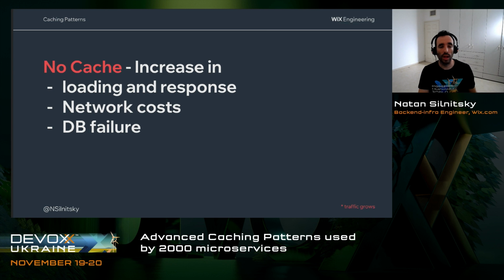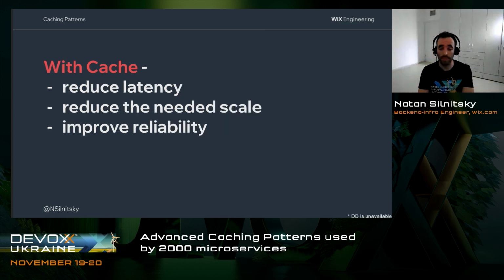So as your traffic grows and success happens for your services and microservices, not utilizing a cache is naturally going to increase loading and response times, because you need more CPU power and more time to process, because you have bottlenecks in your system. It also increases network costs, especially network traffic going outside of your data center. And it can also perhaps cause databases to fail because they cannot handle the increase in load.